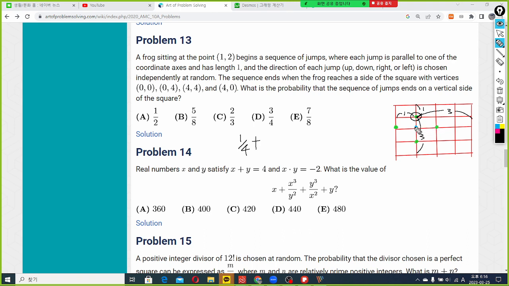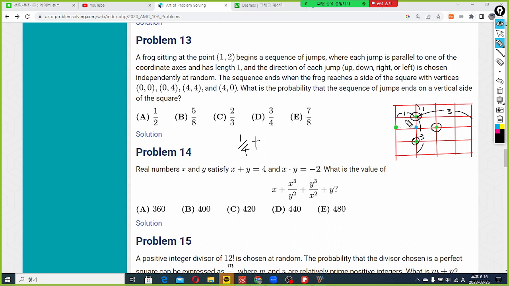And when he jumps to the right, at this position, that's exactly at the center. So once again, the probability to get to the vertical side is 1/2. And when he jumps 1 unit down, at this position also, the distance from the vertical side and distance from the horizontal side, they are equal.